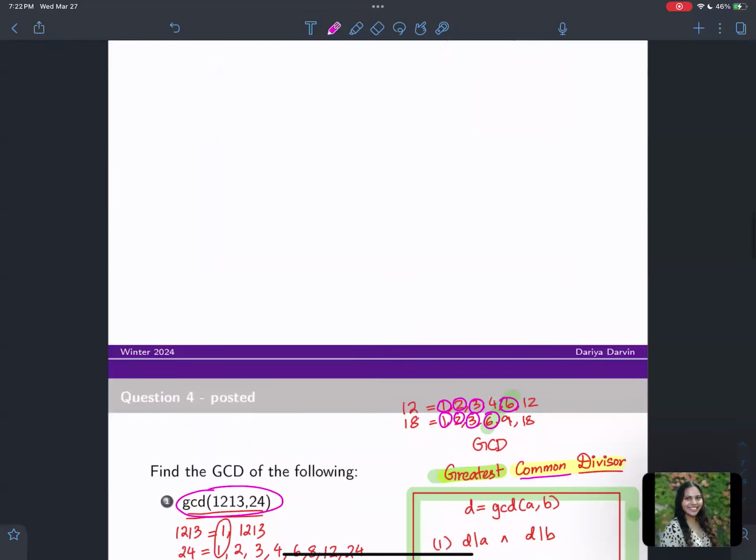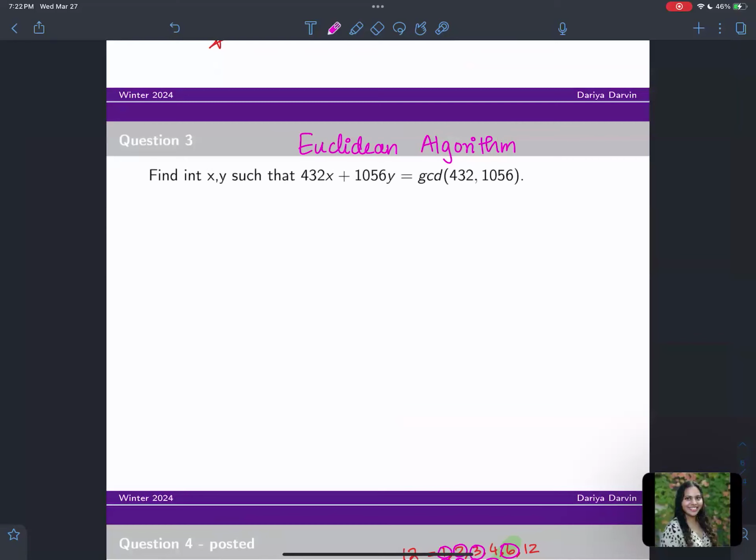Excellent. So the question here is to find x and y such that 432x plus 1056y equals the GCD of those 2 numbers. So this is Bezout's identity. Bezout's identity tells you there is an x and y where this is possible. So if you have a and b, you can find an x and y such that ax plus by equals the GCD of those 2 numbers. So in your course notes, the Euclidean algorithm is given, Bezout's identity is given.